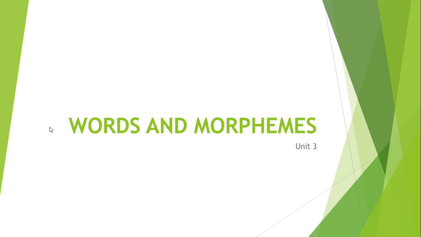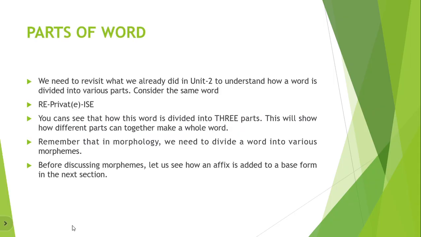Now coming towards morphemes. Okay, now we come to words and morphemes, chapter 3. The parts of words we need to revisit; we already did in unit 2 how a word is divided into various parts. Consider the same word, as I have already discussed this topic in chapter 2 in the previous video.